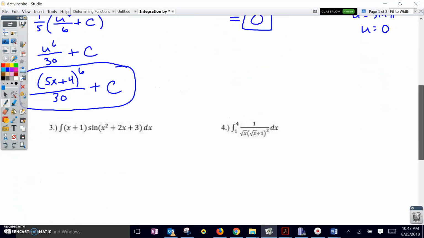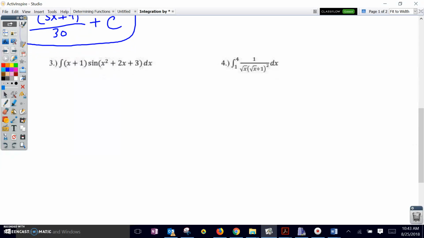Alright, let's look at example 3 here. The integral of x plus 1 times sine of the quantity x squared plus 2x plus 3 dx. I'm going to substitute what's inside of the sine function. So u equals x squared plus 2x plus 3. Again, we're back to an indefinite integral here, so I don't need to worry about limits of integration in this one. And then du is equal to 2x plus 2 dx, which we notice is different from what's left here when we make the replacement.